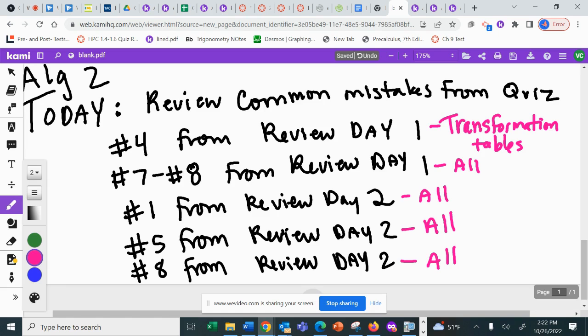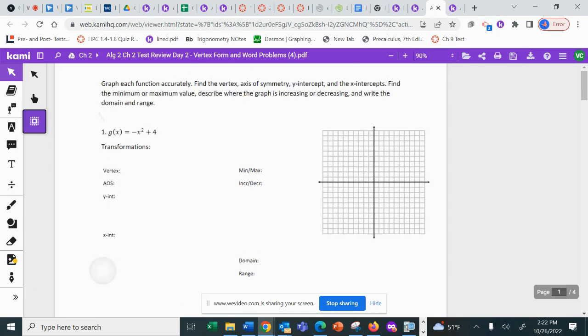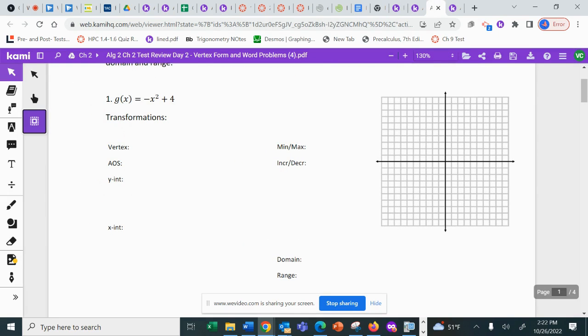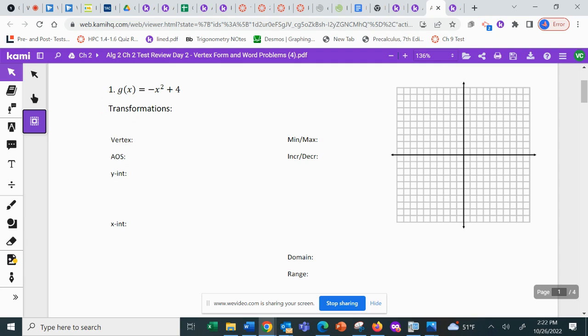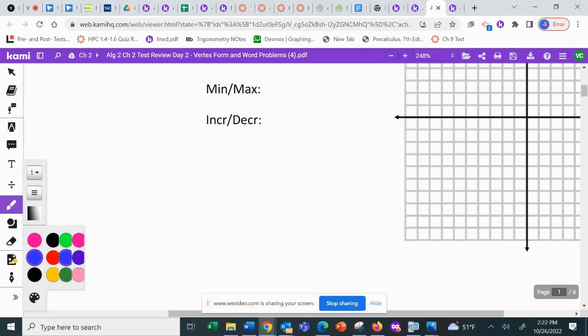So number 1, we're not doing very much. Number 1 is write the transformations, find the vertex, find the axis of symmetry, y-intercept, x-intercept. Is it a min or a max? What's the value? Domain and range, graph it. But then there's one thing in here we have explained but haven't done. Or maybe I didn't explain it to your class. I can't remember if I got that far. Okay, so we're going to go over increase, decrease right now. All right, that's what I'm going to go over.